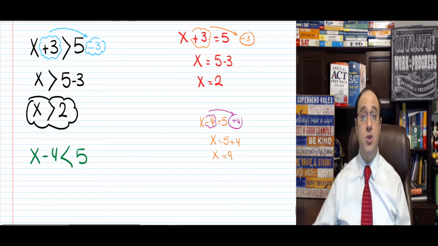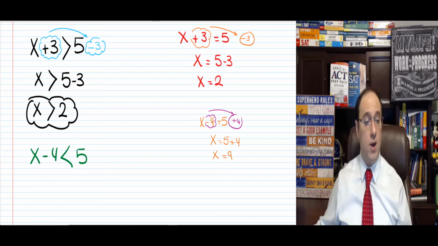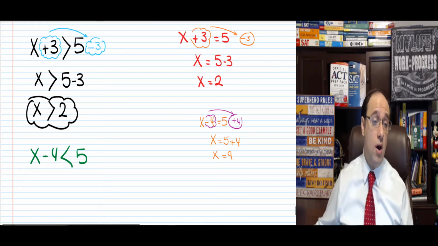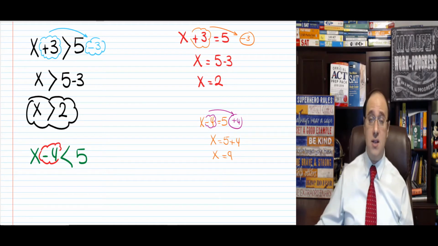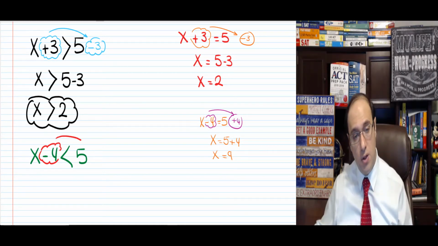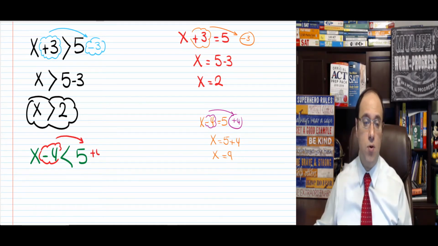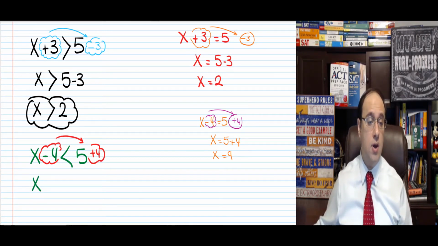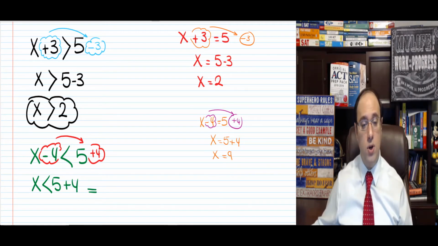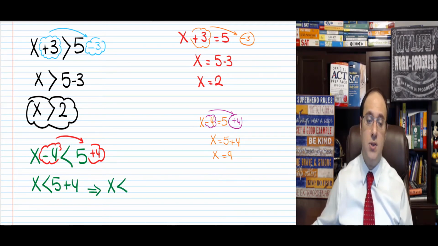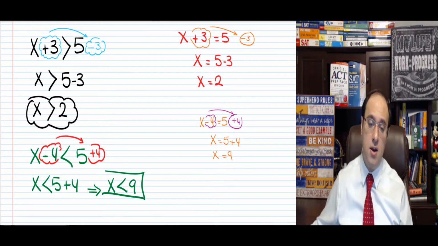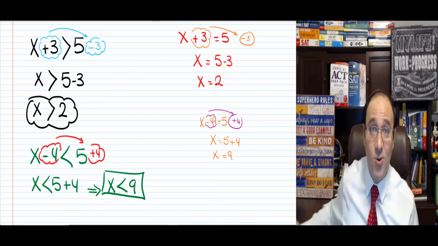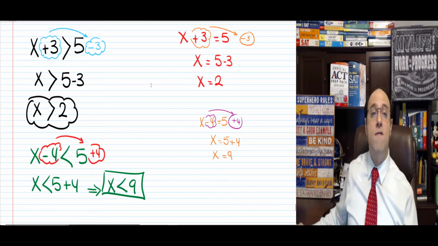Super. Now let's do pretty much the same thing with the inequality right here. I want to get rid of the minus 4 right here because I just want x on the left. Move it to the other side. It goes as plus 4. That leaves me with x is less than 5 plus 4, which means x is less than 9. Easy.